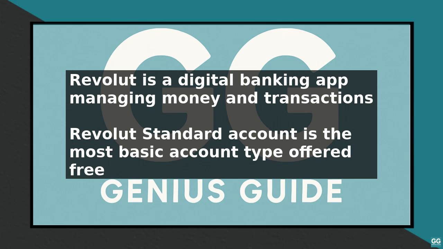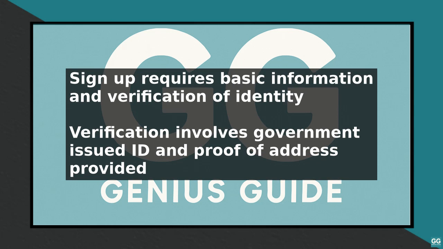The Revolut Standard account is the most basic account type offered by Revolut, and it is free to sign up. To get started, you need to download the Revolut app and sign up for an account. The sign-up process is straightforward and requires you to provide some basic information such as your name, email address, and phone number. You will also need to verify your identity by providing a government-issued ID and a proof of address.